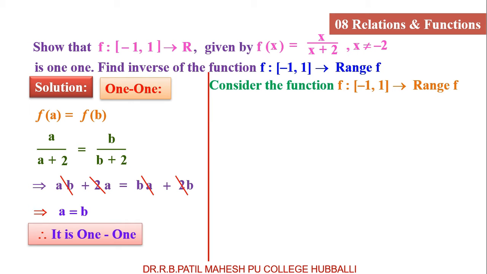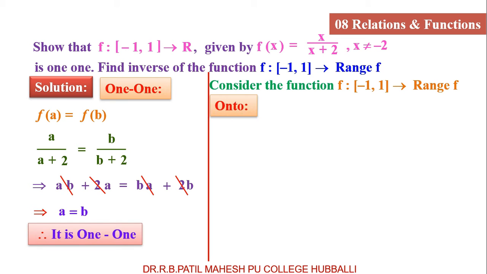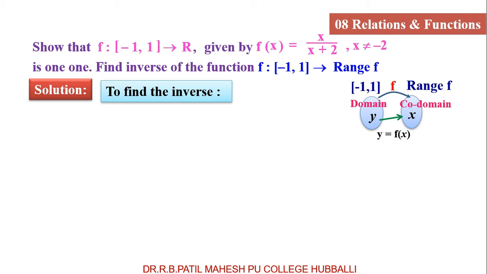Next, consider the function f from [-1, 1] to the range of the function f. Dear students, here range of f is itself the codomain. Hope you are understanding. Range of f is nothing but the codomain of the function f. Then easily we say that this is an onto function. So onto function means range of f is equal to codomain of the function. Therefore this function is an onto function, and the inverse exists. Definitely if the function is 1-1 and onto, then the inverse exists. Then what is the inverse?